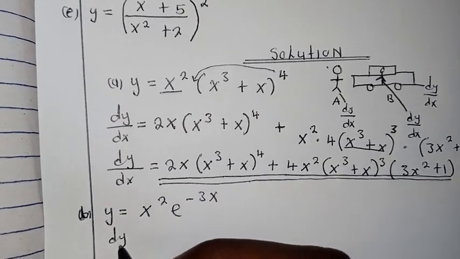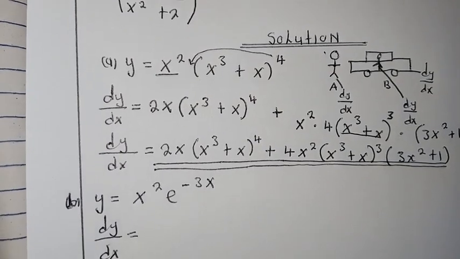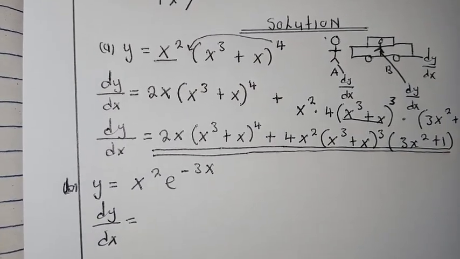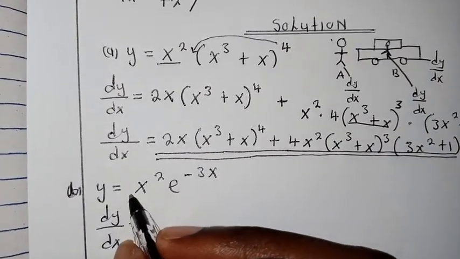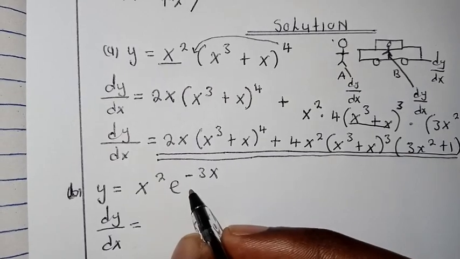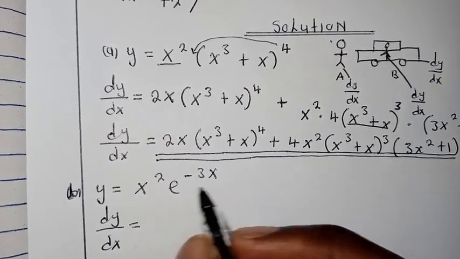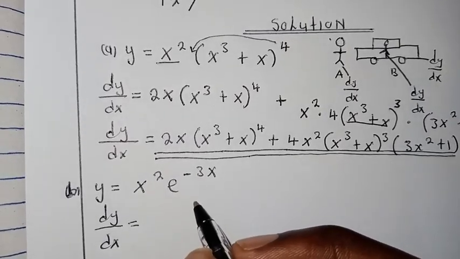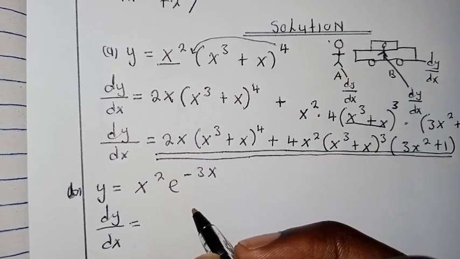So dy over dx. But then the question that many people ask is, how do you know when to use the product rule and the chain rule? I'm going to show you here. So we are multiplying this algebraic expression and this trigonometric expression, right? So whenever you are multiplying algebra with trig or any other thing, or algebra by algebra, as long as you are able to see a multiplication sum, you know that's the product rule.